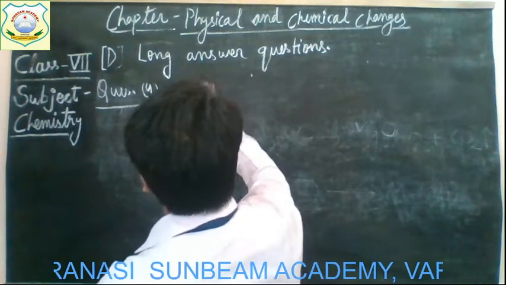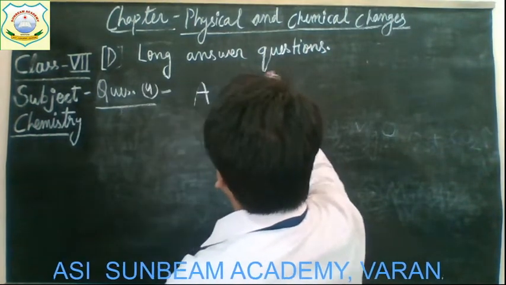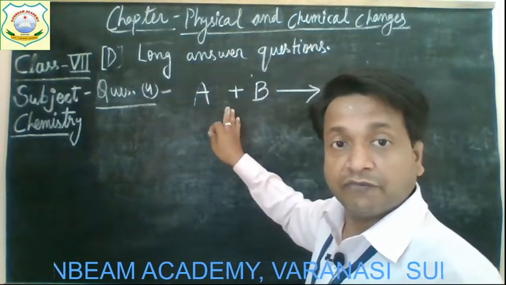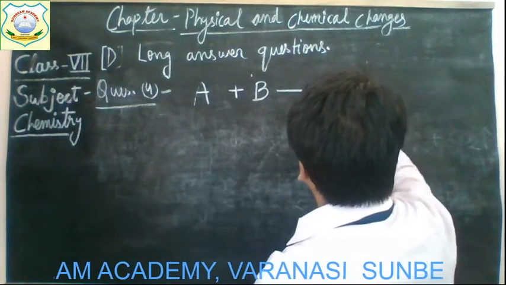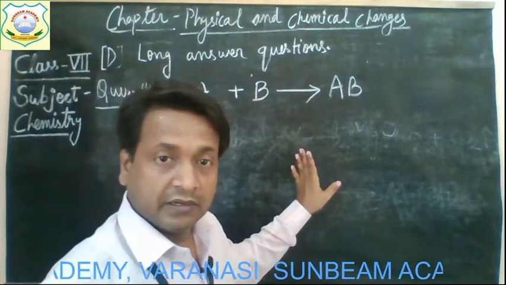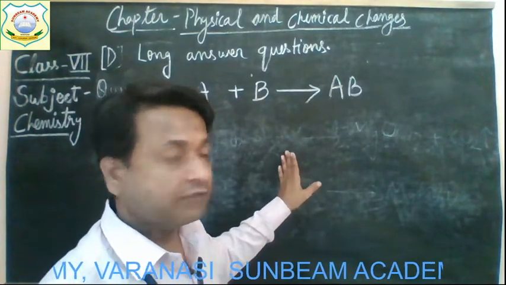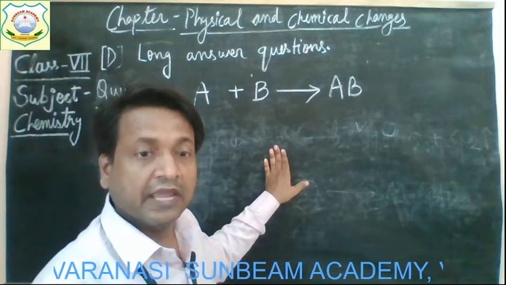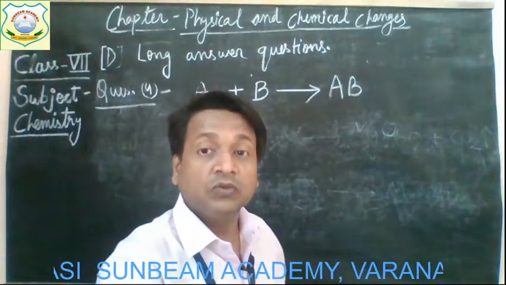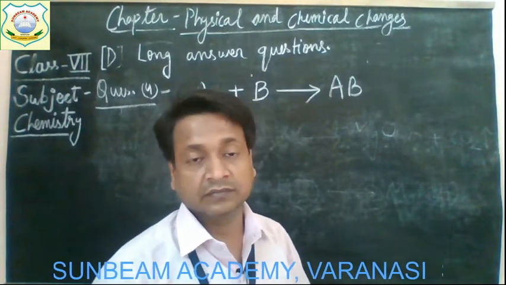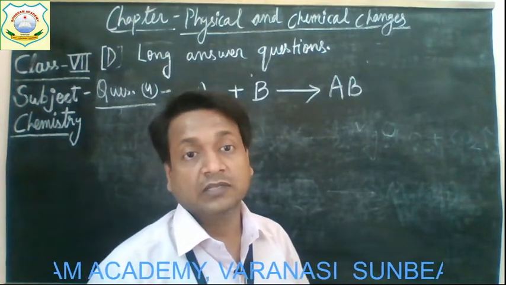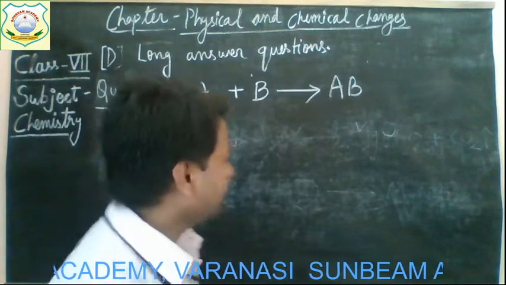So we can write as when A and B, these two substances react together and form a single substance, that is AB. Okay, so this is the simple, yes, indication of combination reaction. And in example, we can write as that when, yes, the two gases, hydrogen and oxygen, combine together, it forms a substance, that is water. So it is an example of combination reaction.